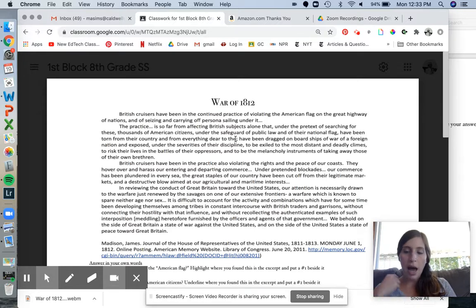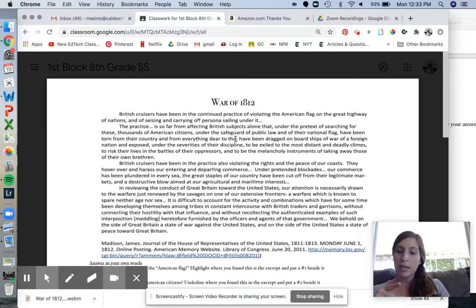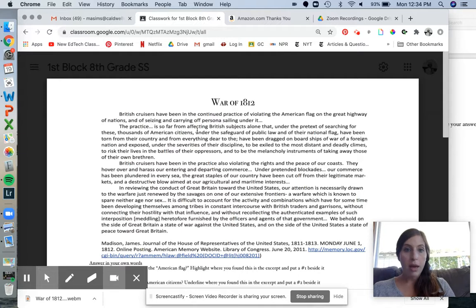So basically what was happening was the British were stopping all these ships, and they said they were doing it because they were looking for British citizens that were supposed to be fighting in the Navy. But basically James Madison is saying it's not just affecting British citizens, they're also stopping American ships and taking American citizens. And it's not by accident. He's basically saying that it's on purpose. Okay. And he's going to go on to tell you what they did.